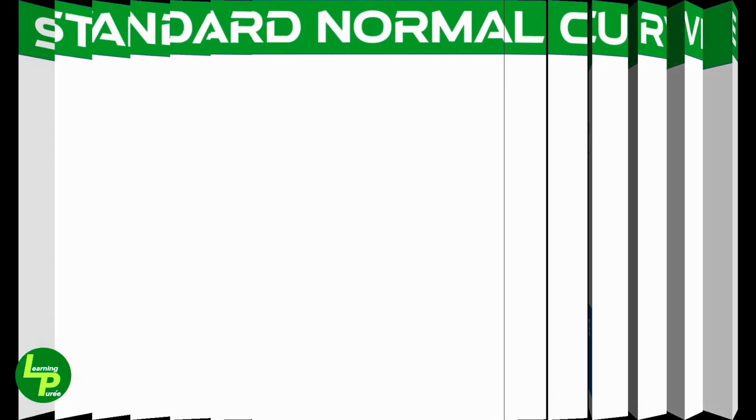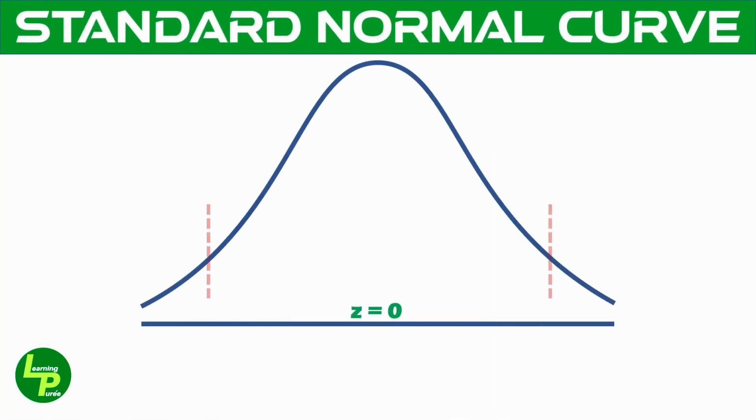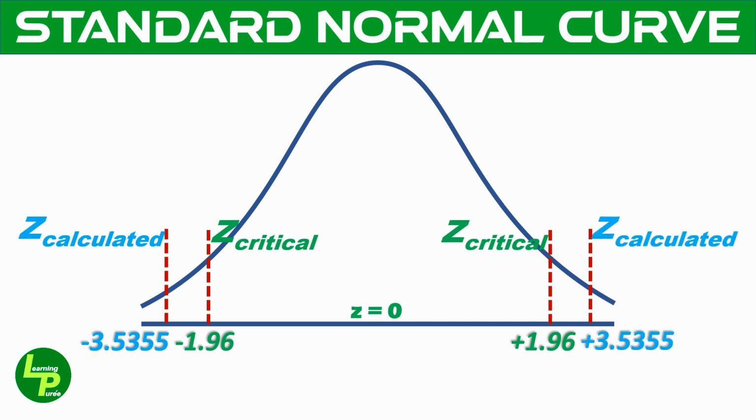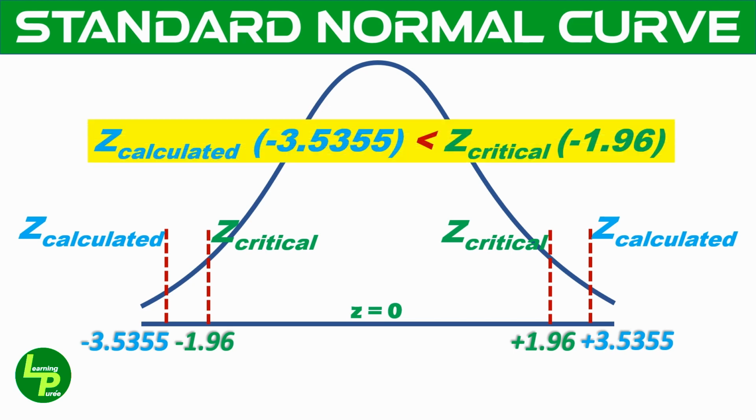To do that, let us go back to the standard normal distribution curve. Let us begin with the first value that we have obtained, which is Z calculated. A negative value of Z calculated indicates that it falls on the left side of the mean of the distribution. For a two-tailed test, we also consider the same value on the right-hand side of the distribution. Further, we observe that this value, Z calculated, is less than Z critical.